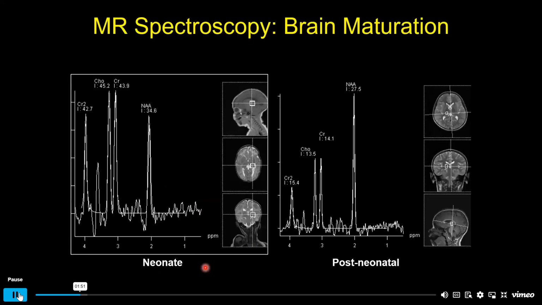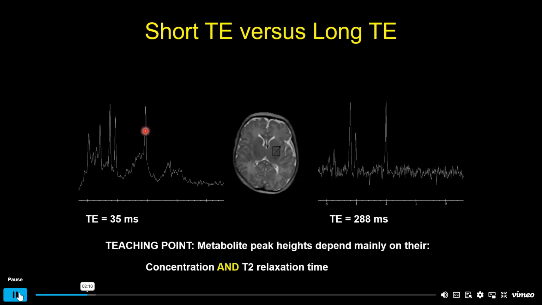We should all remember that from a neonate to a post-neonatal brain, there is an evolution in the spectra. So choline will decrease as the brain matures and NAA will increase. So shouldn't be confused by looking at neonatal spectroscopy. And also, as I mentioned, the baseline, the number of metabolites will decrease.